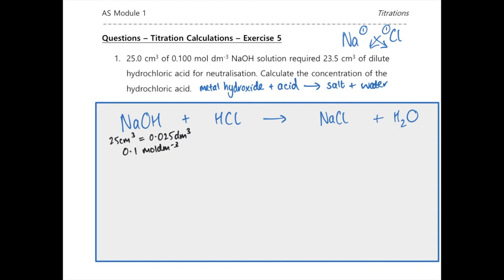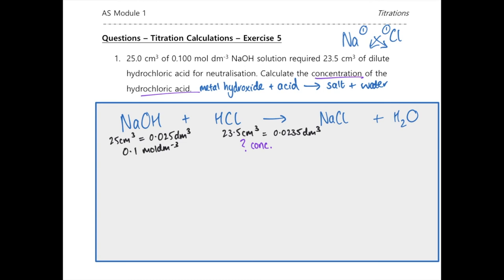And then we're also told that we require 23.5 centimetres cubed of our hydrochloric acid, which again, probably convert to decimetre cubed at this stage is the easiest thing to do. So that will be 0.0235 decimetres cubed. And the question asks us to calculate the concentration of the hydrochloric acid. So that's where I would put my question mark. What is the concentration? So where I start my calculation is where I've been given two bits of information. So be that a mass and an RFM in those type of equations.